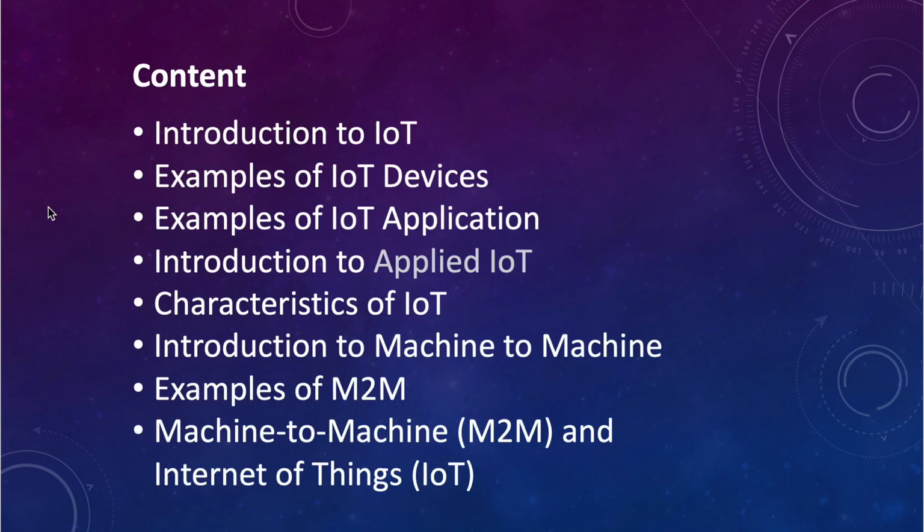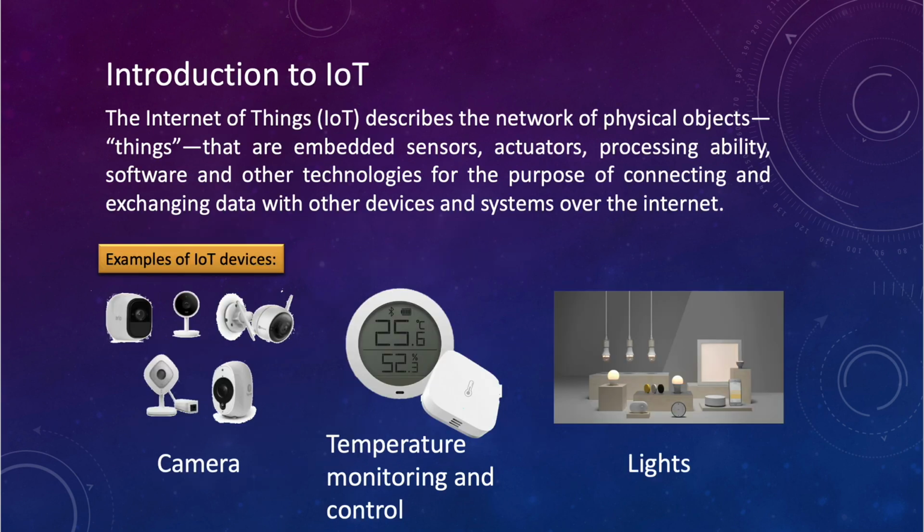So first we looked at the introduction of IoT. We looked at IoT devices, examples of IoT applications. Then we took an introduction to applied IoT, and right now we are talking about characteristics of IoT, or another one would be characteristics of applied IoT. Right. We talked about the introduction of IoT.